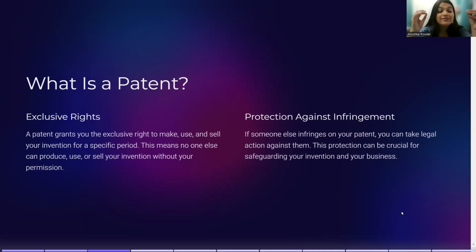What is a patent? Exclusive rights. A patent grants you the exclusive right to make, use, and sell your invention for a specific period, as I've explained earlier. This means no one else can produce, use, or sell your invention without your permission. So you are the owner of your invention, and hence people should ask you for permission to do so.